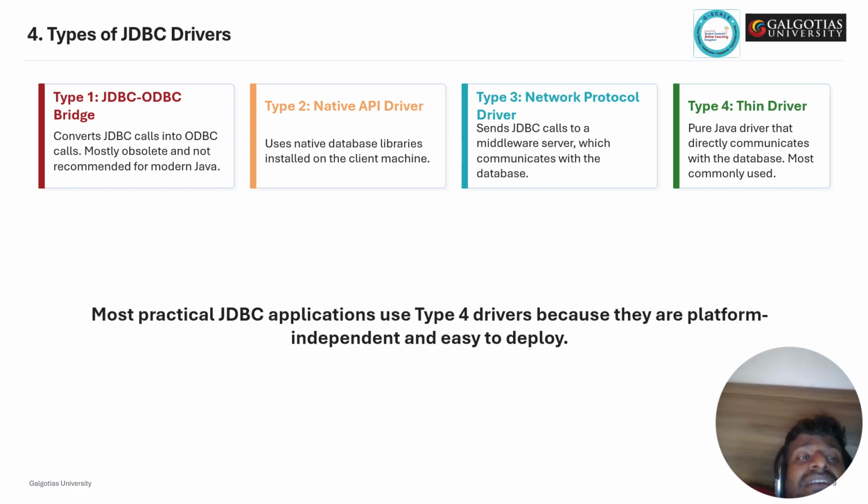Types of JDBC driver. Type 1, JDBC-ODBC bridge driver. Type 2, native driver, uses the native database library installed on the client machine. Type 3, network protocol driver, sends JDBC calls to a middleware server which communicates with the database. Type 4, thin driver, a pure Java driver that communicates directly with the database and is the most commonly used. The Type 4 driver is very important. So the most practical JDBC applications use the Type 4 driver because it performs independently and is easy to deploy.